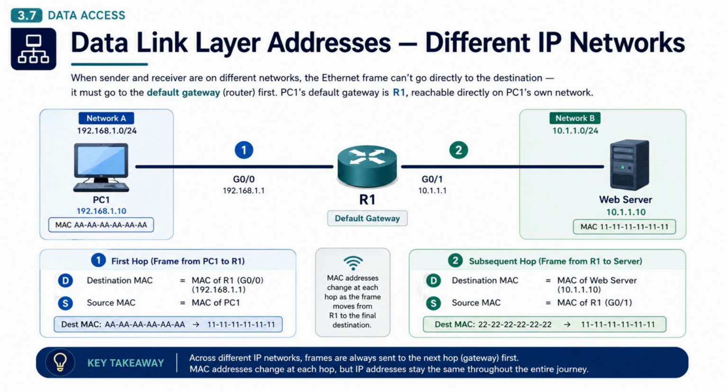Since the destination is remote, the Ethernet frame can't go straight there. It goes to the default gateway, the router, first, since that's the only device PC1 can reach directly. Destination MAC is the gateway's MAC, not the web server's. The MAC address then changes at every subsequent hop, while the IP addresses do not.